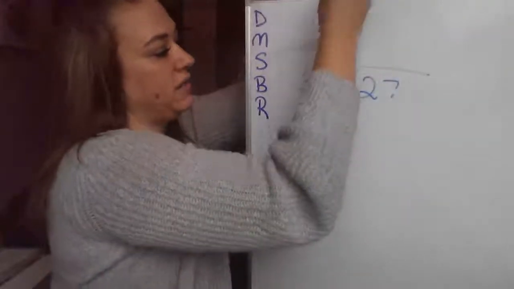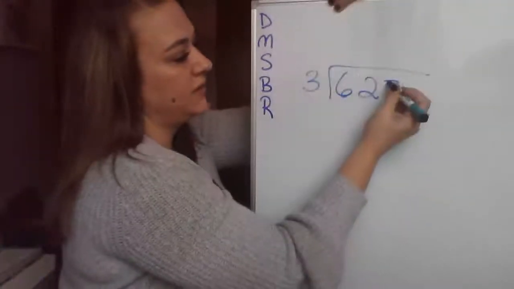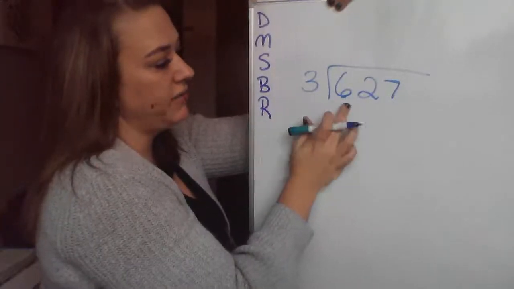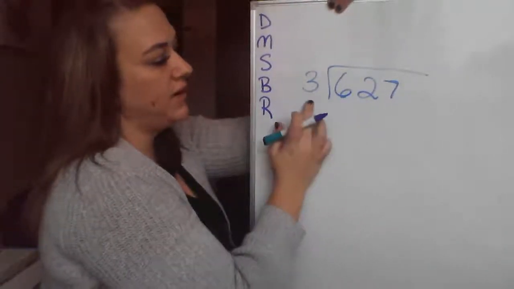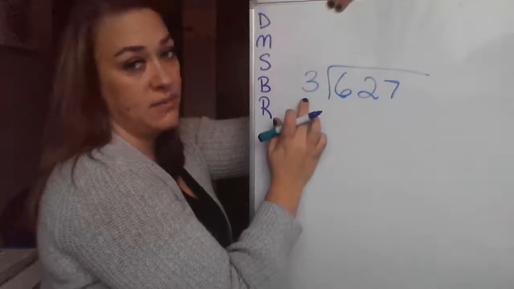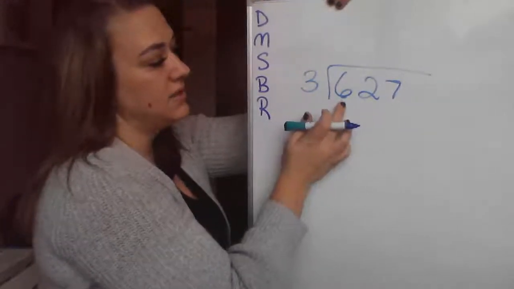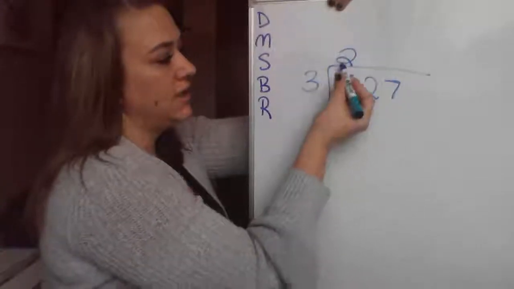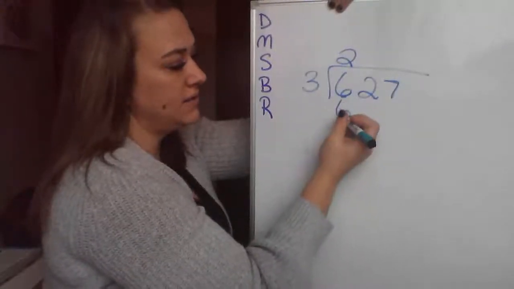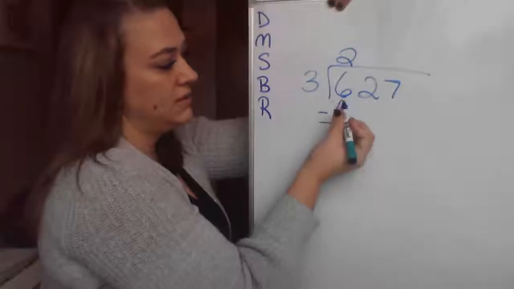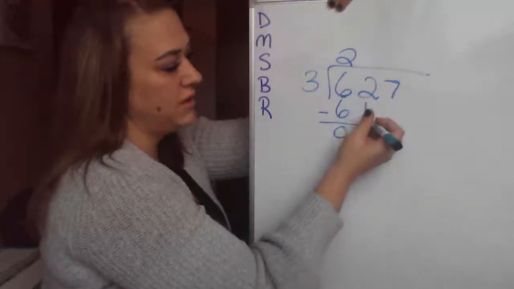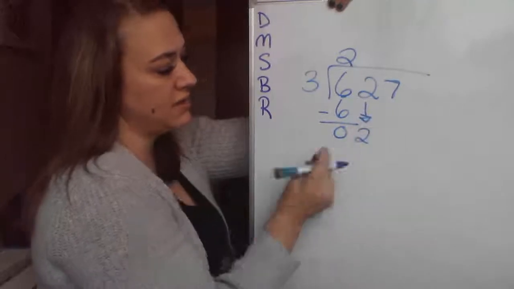627 divided by 3. We look at our first digit. It's larger than my divisor, so I can divide into it. 6 divided by 3. I know that 3 times 2 is 6. So 6 divided by 3 is 2. 3 times 2 is 6. 6 minus 6 gives me 0. Bring down my 2.